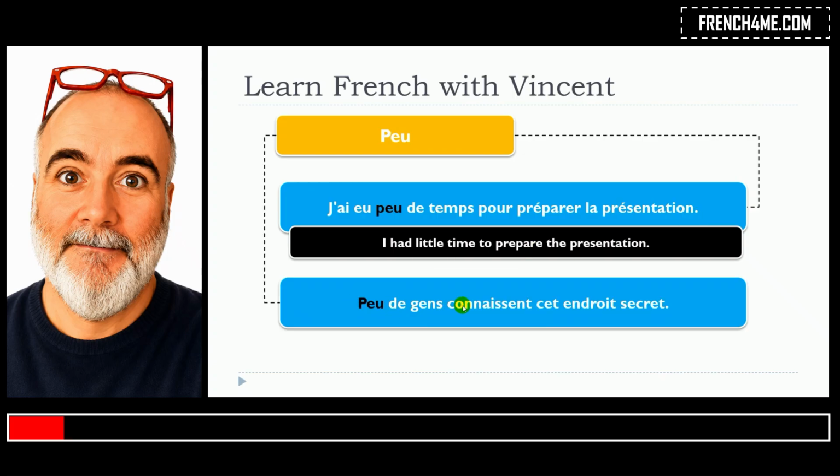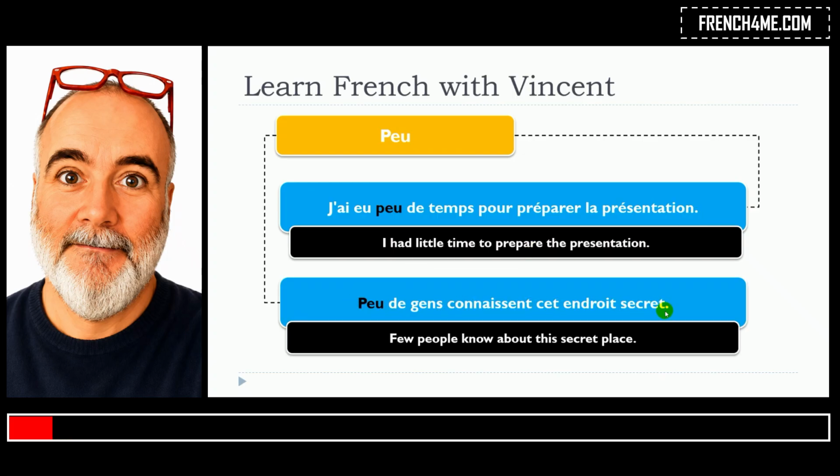Peu de gens connaissent cet endroit secret.